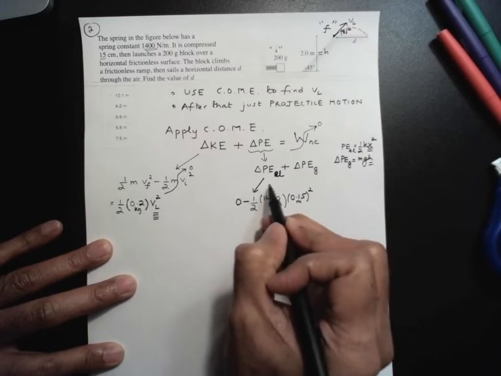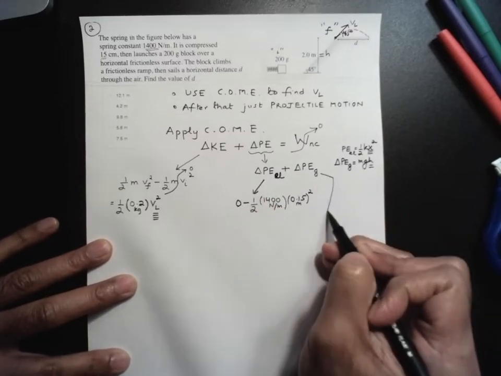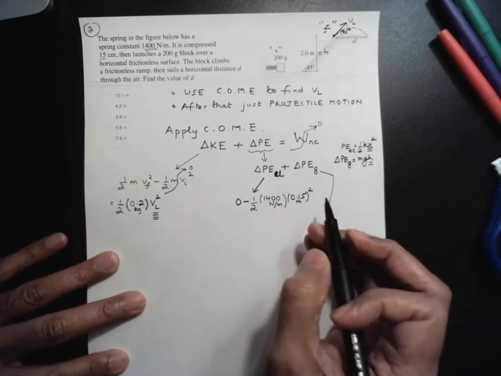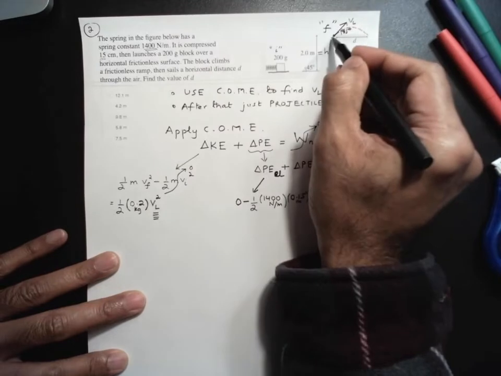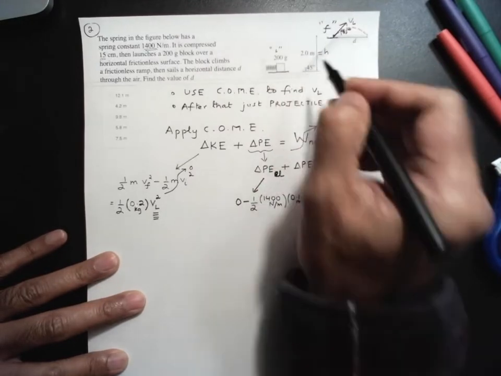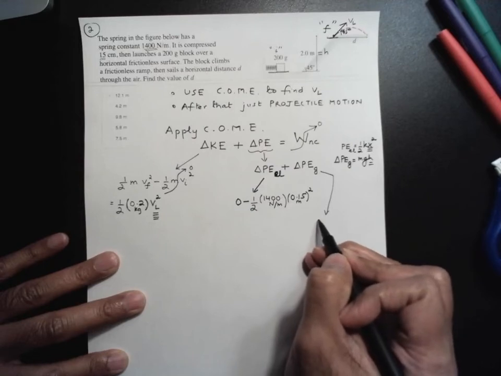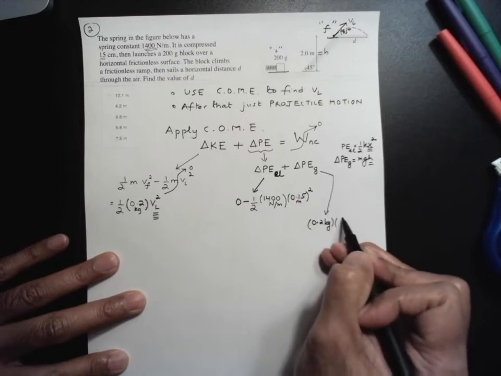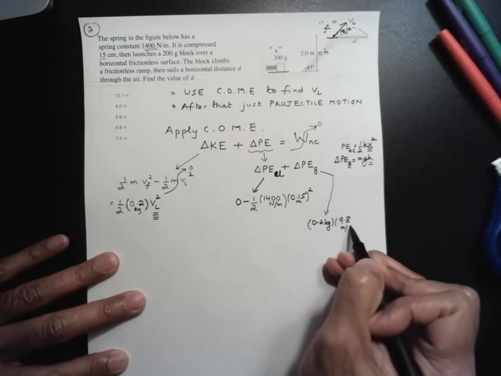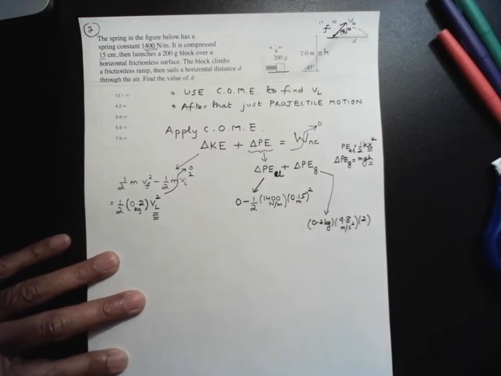They've told you that the compression is 15 centimeters, so that's 0.15 meters squared. So this is your change in elastic energy, and then the change in gravitational, it went from this height here to that height there, and the difference is 2 meters. So it's mgh, and the mass is, we just said, 0.2 kg. g is 9.8 meters per second squared, and h is the height, which is 2.